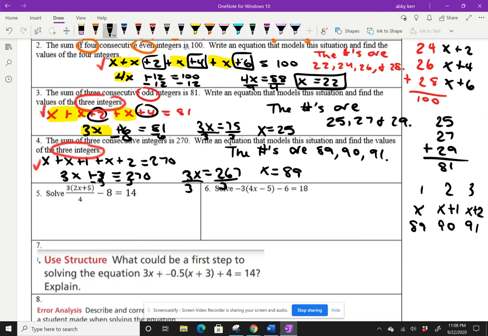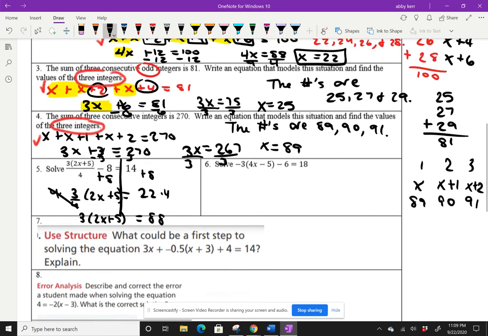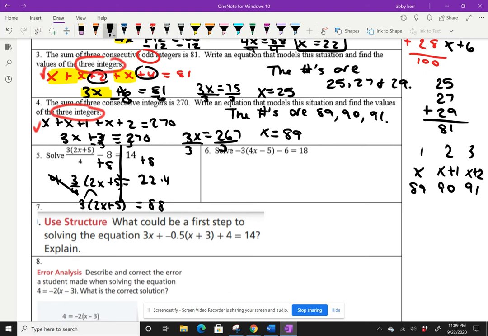Number 5, just a regular multi-step. I still recommend adding 8 to both sides. If you choose to do that, 14 plus 8 is 22. We're left with 3/4 times the quantity 2x plus 5, multiply by 4. Then we have 3 times the quantity 2x plus 5 equals 88. Distribute. So then we have 6x plus 15 equals 88.